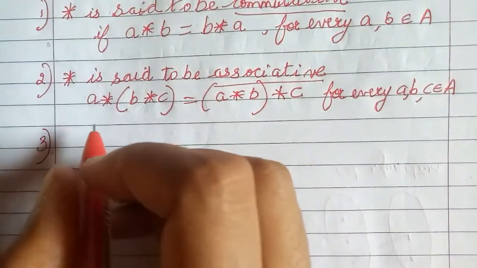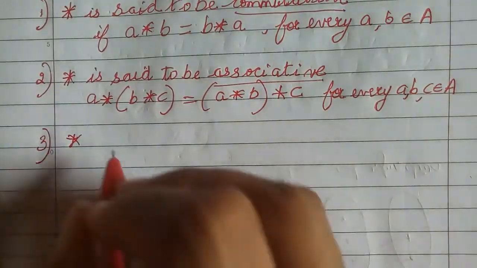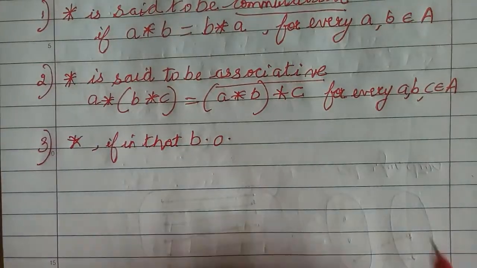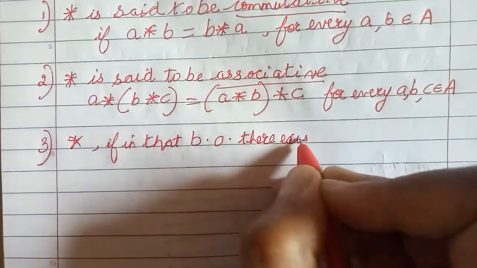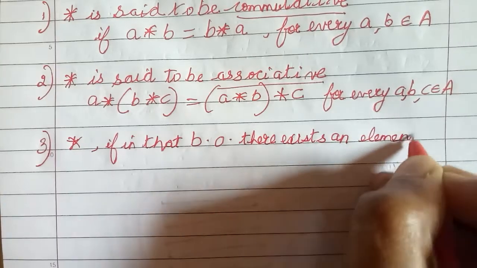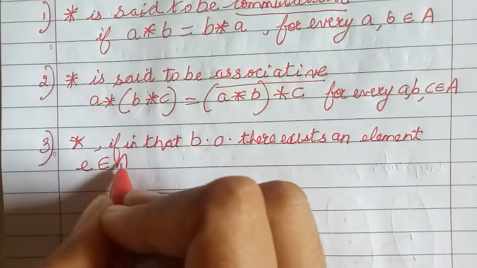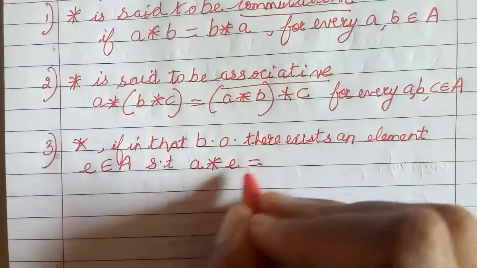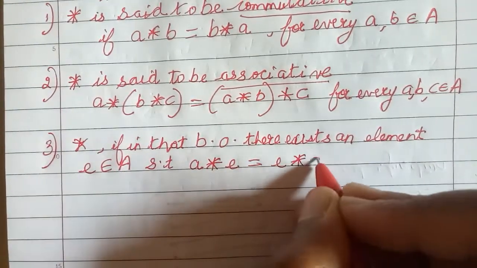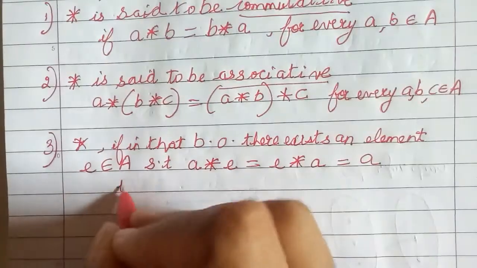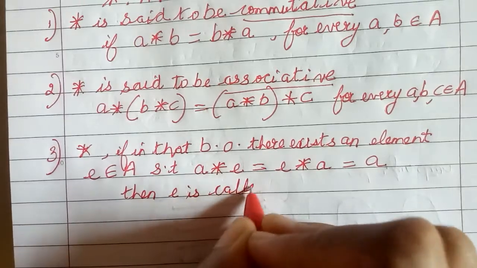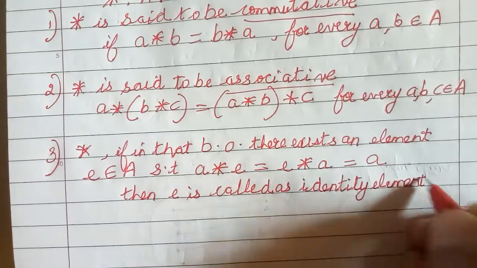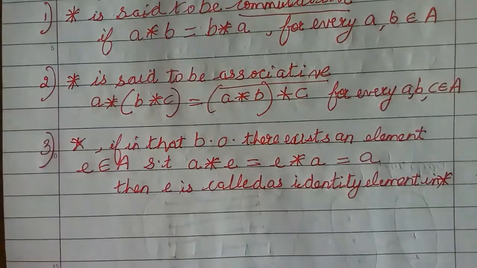Now third one and fourth one are very, very important. The third one says that you are given a binary operation, and if in that binary operation, I am writing in short form, there exists an element, small e belongs to your capital A, such that A star e, for any other element A, if you use it under the definition, your A star e will be the same as e star A, is the same as A, then e is called the identity element in your star binary operation.